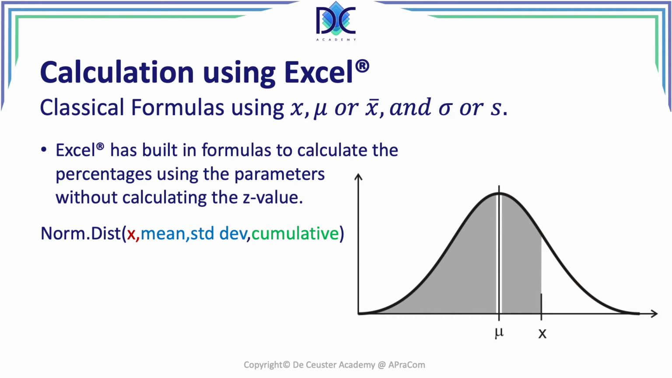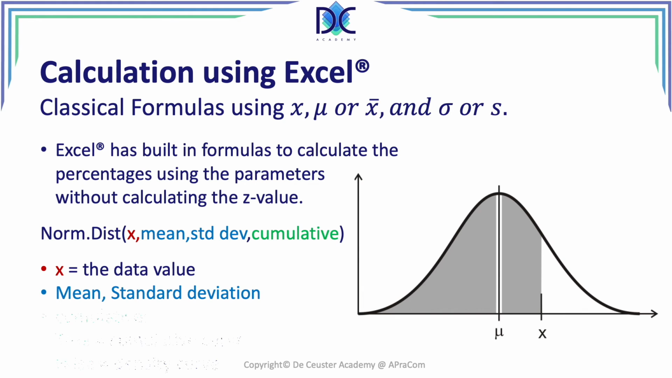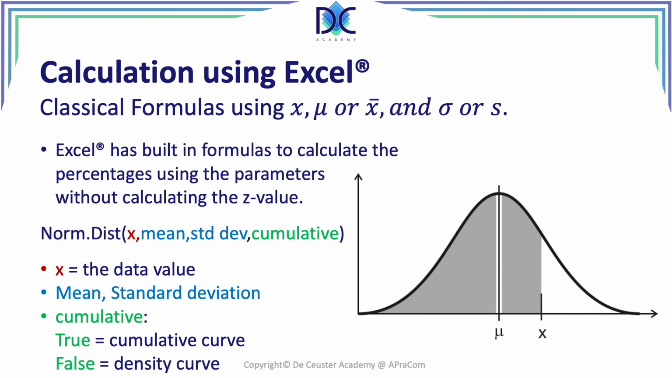We have more parameters to add to the formula, and the formula has a different name. It's NORM.DIST. The S is not there anymore because it's not a standardized normal distribution, and we have the parameters X, which is the data value that we want to consider. We have the mean and the standard deviation, and again we have the parameter cumulative, which is true for the cumulative curve and false for the density curve.